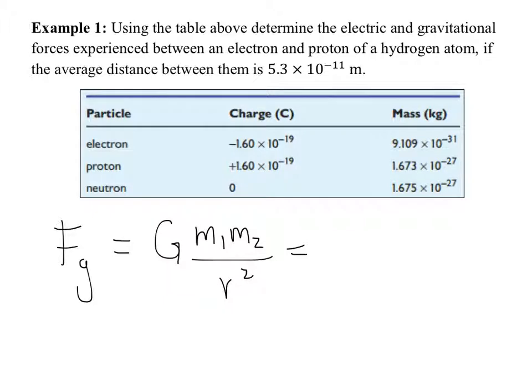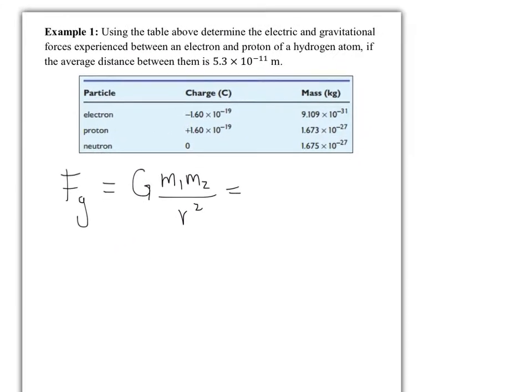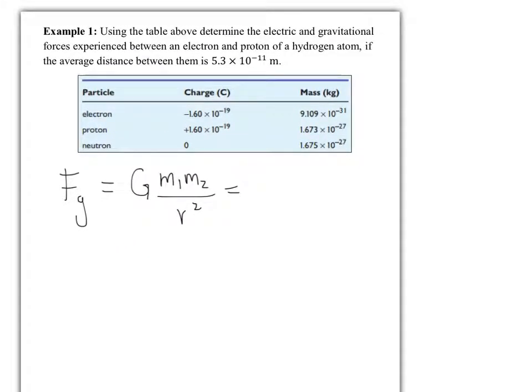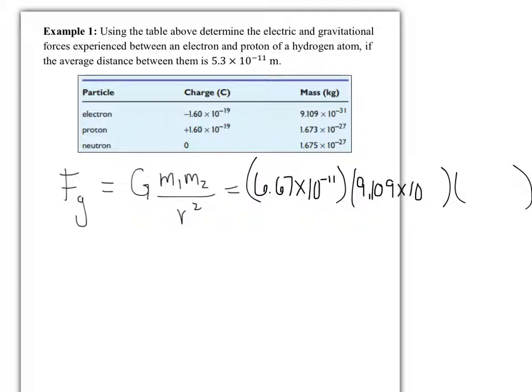So let's go ahead and write in what we have for numbers. We've got the following. 6.67 times 10 to the negative 11. Mass 1 is going to be 9.109 times 10 to the negative 31. That's the mass of an electron. The mass of a proton, 1.673 times 10 to the negative 27. That's a little bit messy. Hold on.